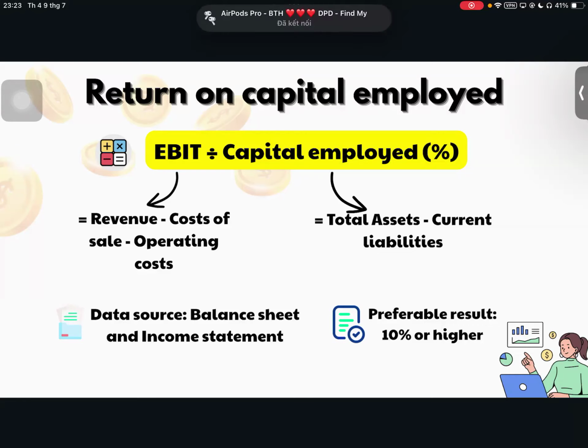So with a healthy and profitable business, the return on capital employed should be 10% or higher. It shows how well they use the capital, how efficiently they may use it, and how much return they can make.